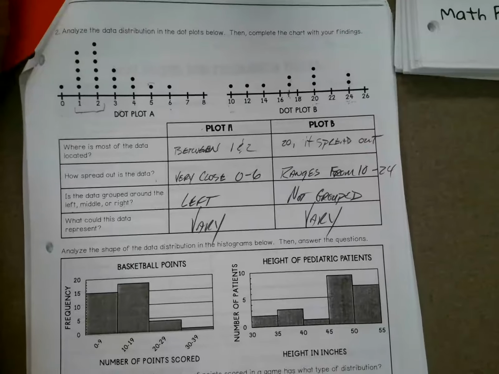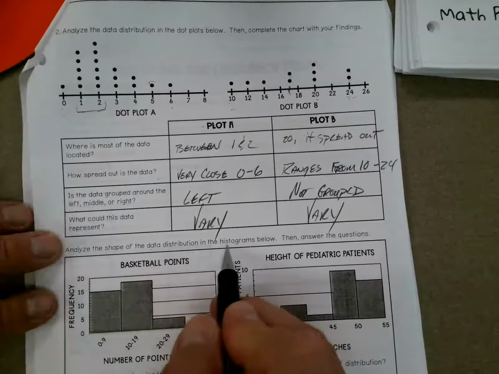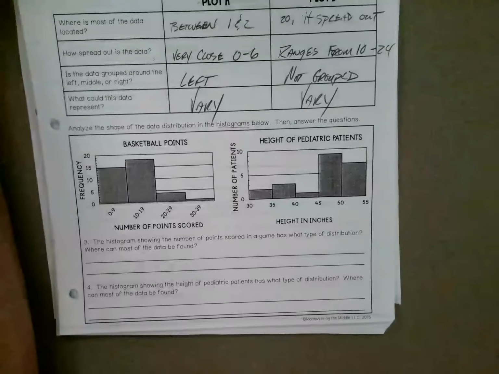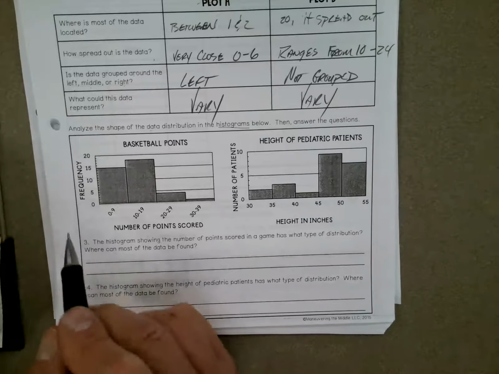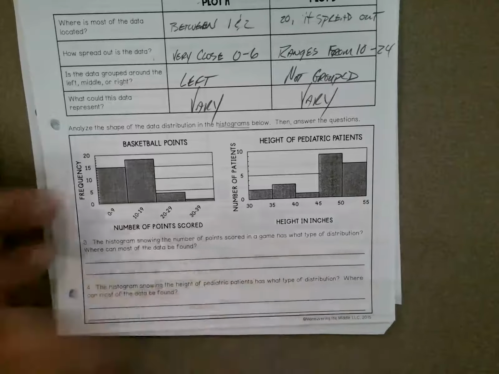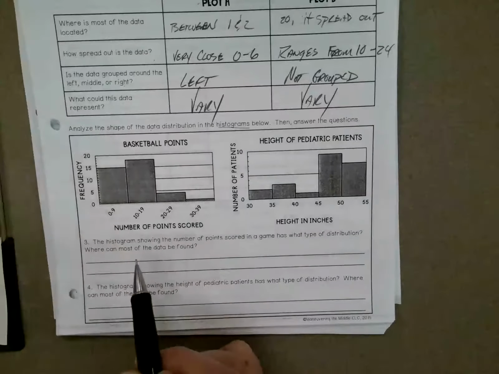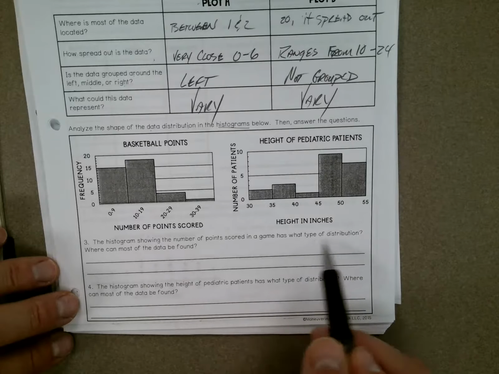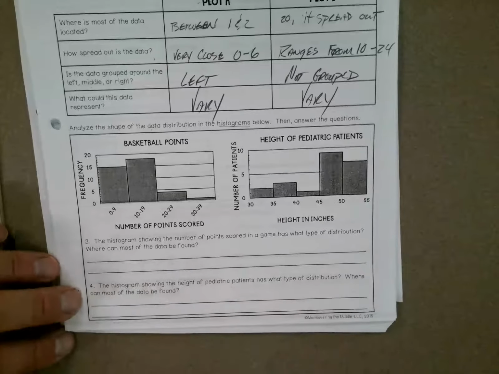All right, let's continue down to the bottom. And now we're looking at data distribution in a histogram. So really, guys, when you look at a histogram, the difference between it and a bar graph is there's chunks of data going across, right? All right, so the histogram showing the number of points scored in a game has what type of data distribution? Where can most of the data be found?